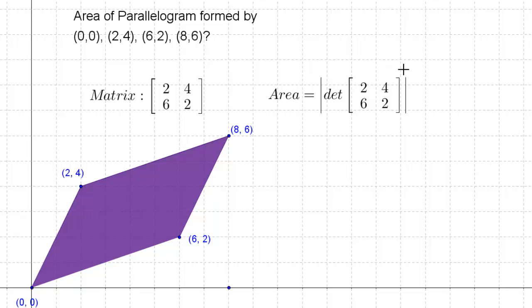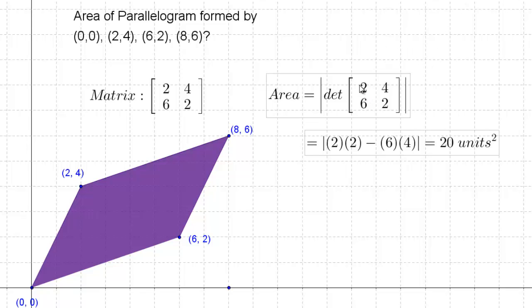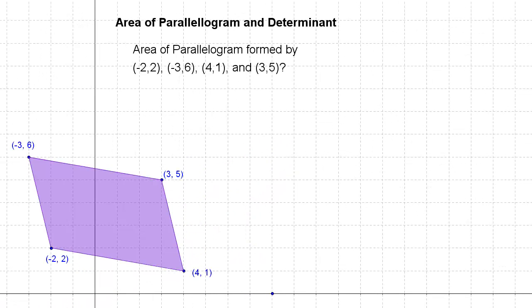So the area is the absolute value of the determinant of that matrix we just created with the 2 points. And you'll recall the determinant of a 2 by 2 matrix, the product of the main diagonal minus the product of this other diagonal. So it's 2 times 2 minus 6 times 4, which is a negative number, but we're taking the absolute value and it becomes positive 20 units squared. And that's actually a pretty fast way to determine the area of this parallelogram. However, you do have to make sure one of the vertices is at the origin.